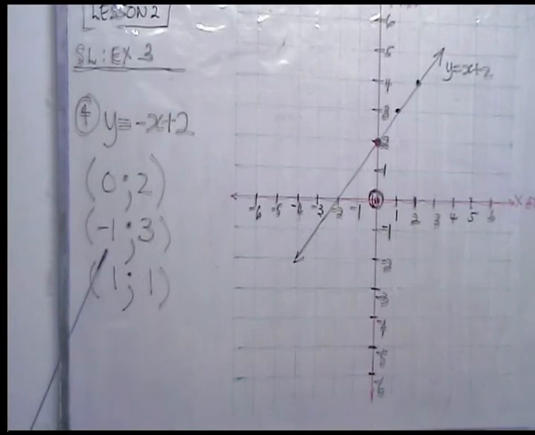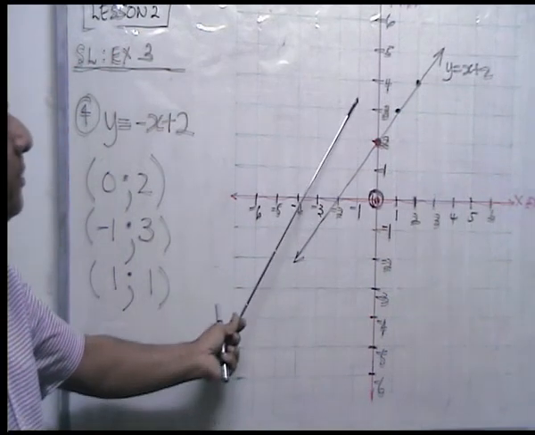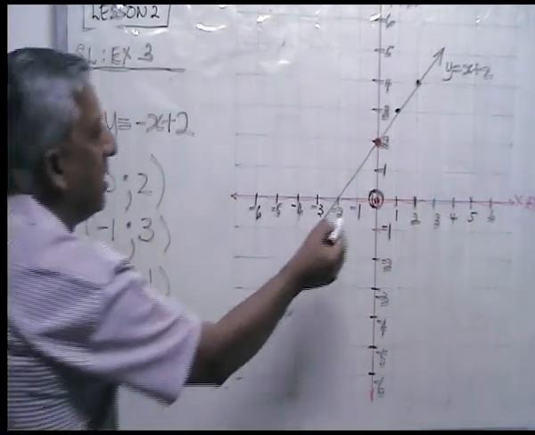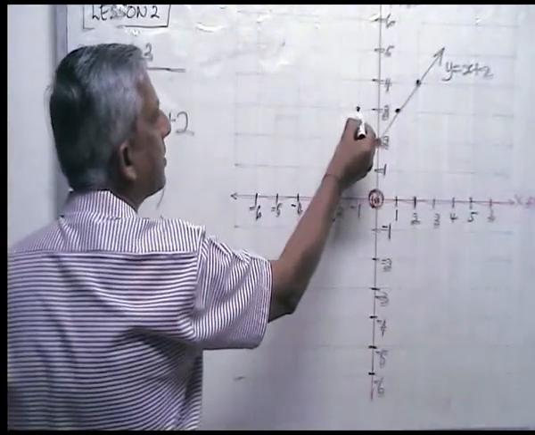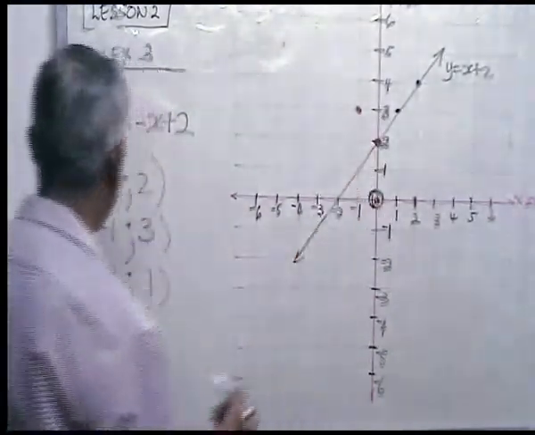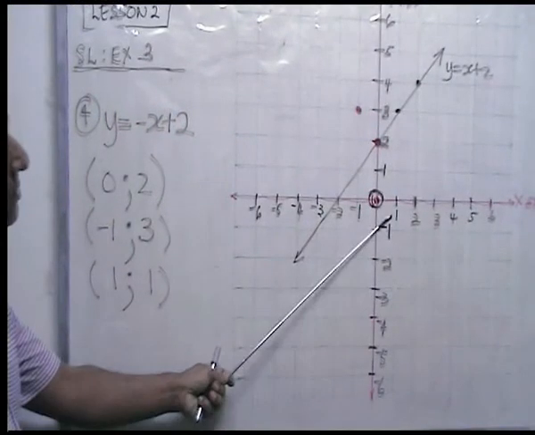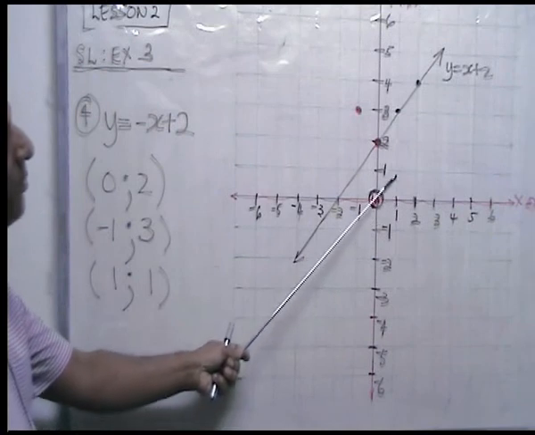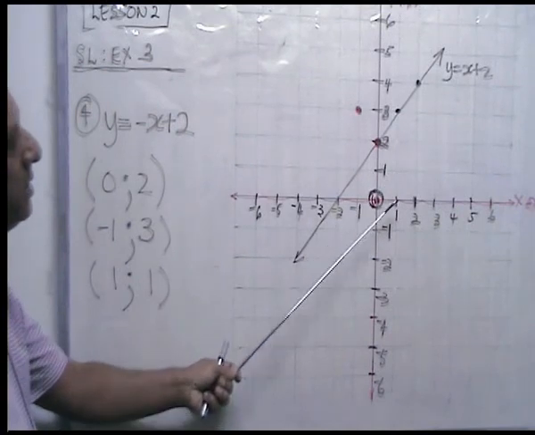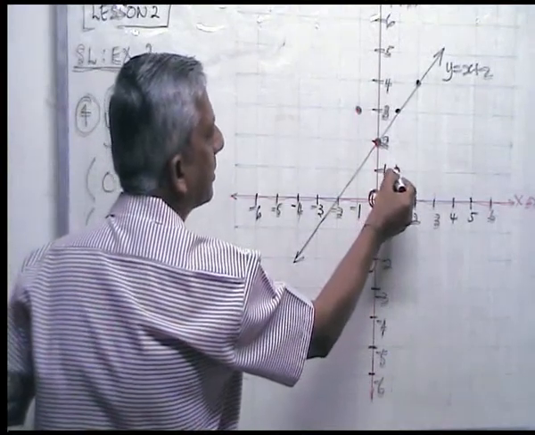Action replay. Minus 1, 3. There's your minus 1. Because it is plus 3, I must go up. And how many units? 3. So minus 1 goes up there. So you can see that this is minus 1, 3. And the next ordered pair is 1, 1. So there's 1, and then I must go up 1. So there's the dot there.